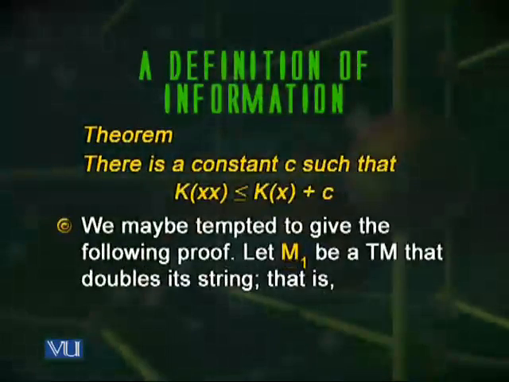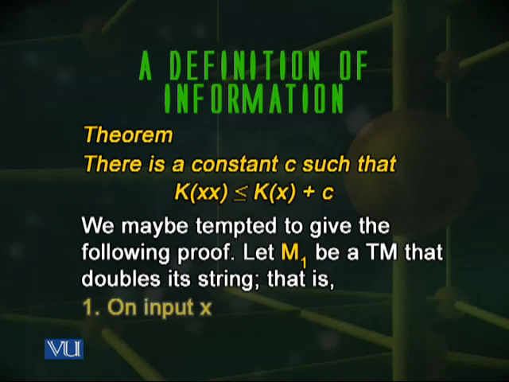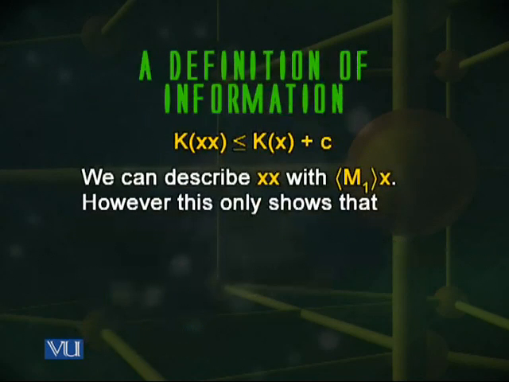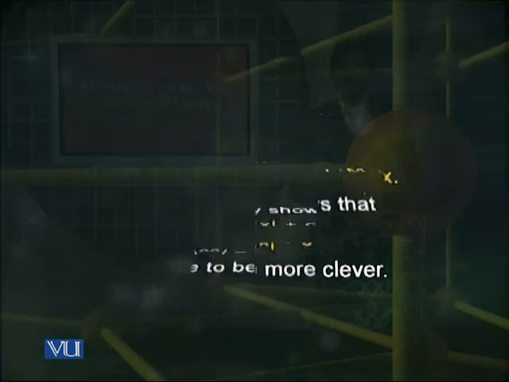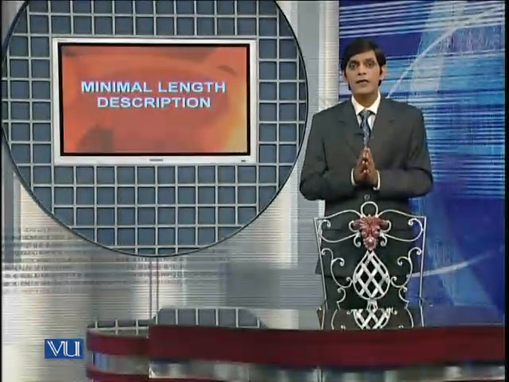We may be tempted to give the following proof. Let M1 be a Turing machine that doubles its string. That is, M1 is given by the following algorithm: on input x, output xx. We can now describe xx with M1 followed by x. However, this will only show that the descriptive complexity of xx is less than or equal to the length of x plus c. So we have to be more clever. So now let's be more clever and formally prove that the descriptive complexity of xx is less than or equal to the descriptive complexity of x plus some universal constant.